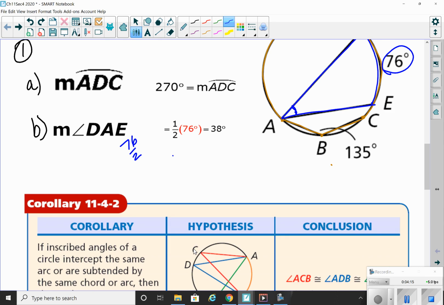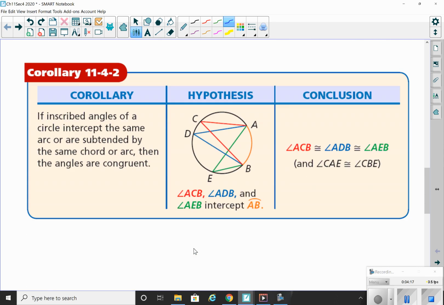We have a corollary that follows directly from this theorem. It says, if inscribed angles of a circle intercept the same arc or are subtended by the same chord or arc, then the angles are congruent. You can see in this picture they color-coded their angles. They have angle ACB, angle ADB, and finally angle AEB. So the red, the blue, and the green angles are all inscribed angles across from this same arc AB. So those angles must all be congruent.